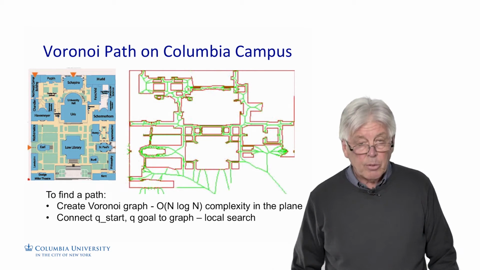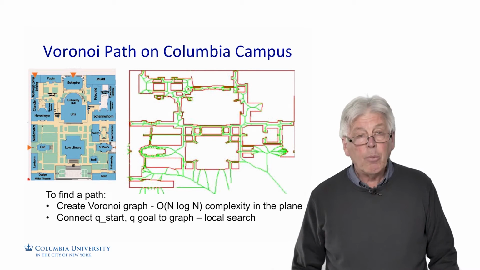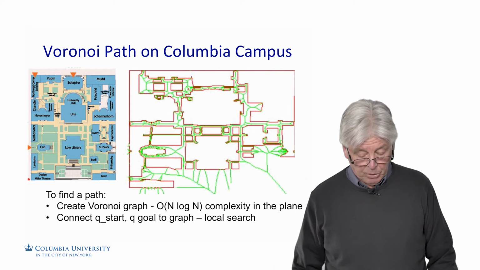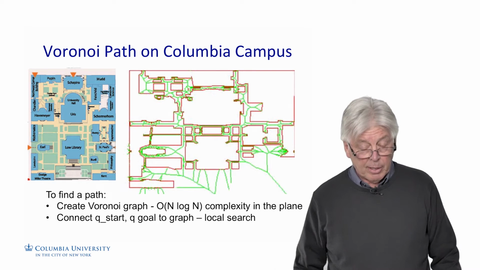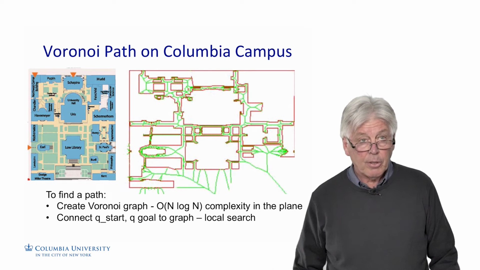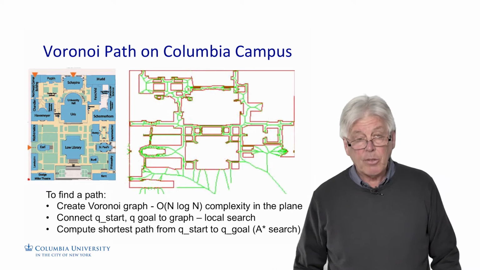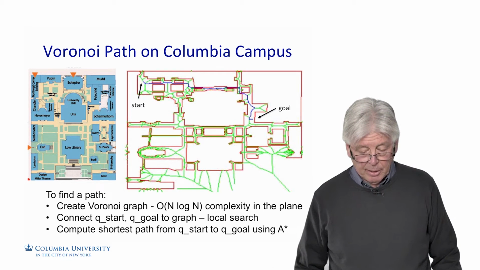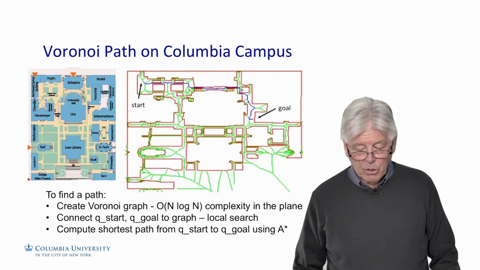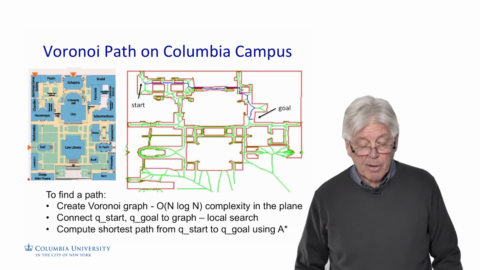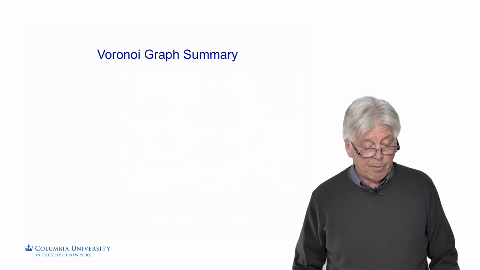And so what we want to do to actually create a path is we have to find a start and a goal, and we do a local search to find the nearest point on the Voronoi diagram, which are these green lines, from the start and from the goal, and then connect up to the graph. Once we're on the graph, we can compute the shortest path using A-star search. So you can see here we have a start and a goal position. We get onto the green, which is the Voronoi diagram, and then we can use a graph search to find the shortest path, and again it will be safe.